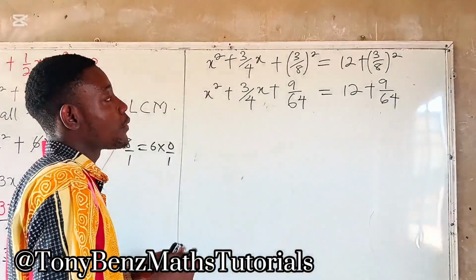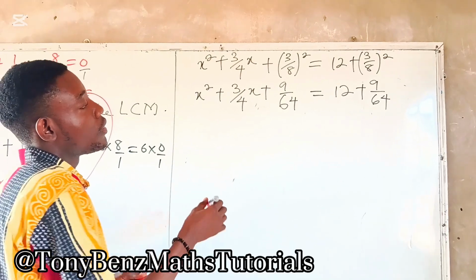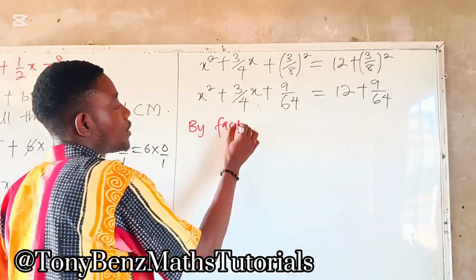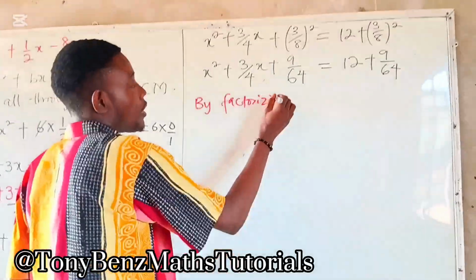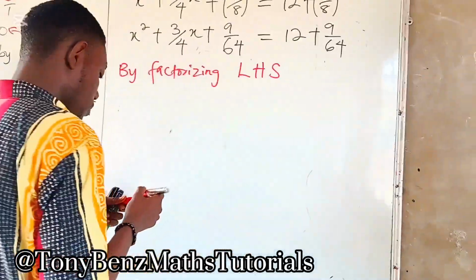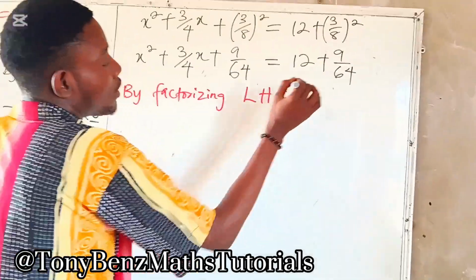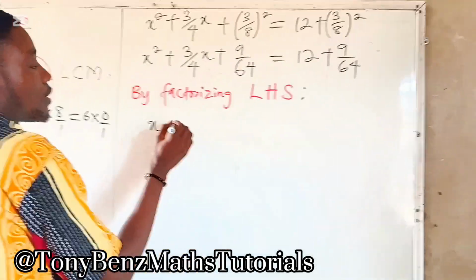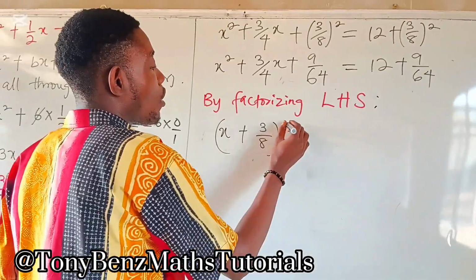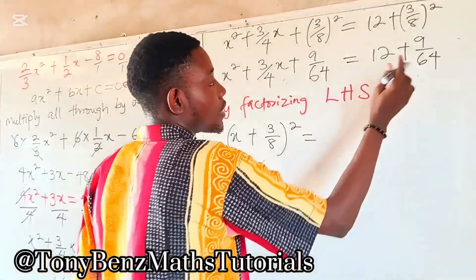So what are we going to do? By factorizing the left hand side, we get x plus 3 over 8 all squared is equal to, find the LCM of this.